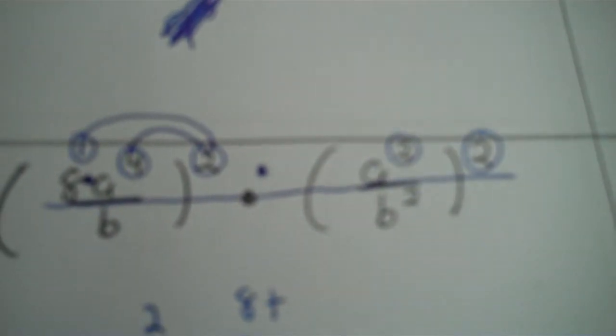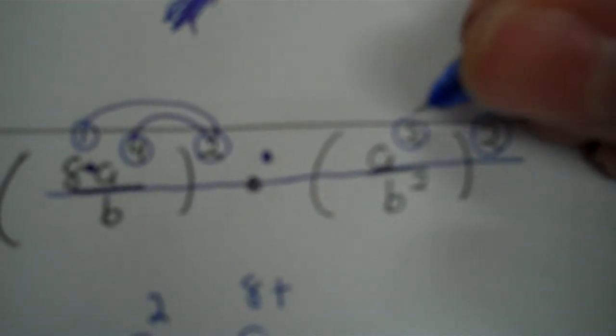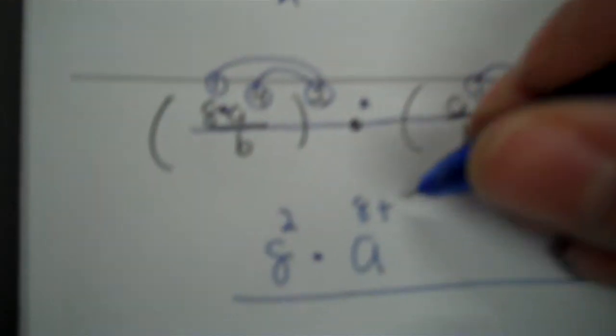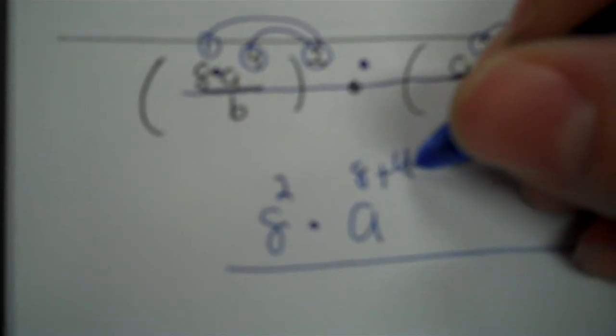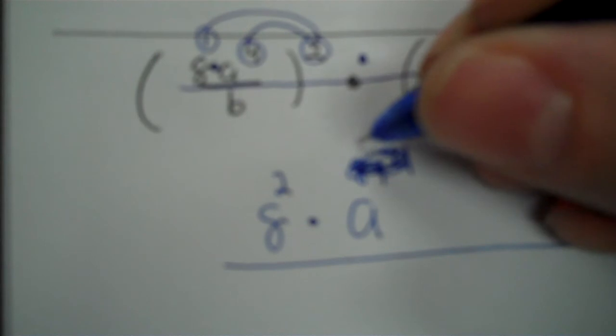So the 4th, it's in parentheses. 4 times 2 is 8. Okay? Then the other a, it's to the second, but that's in parentheses, so 2 times 2 is 4. 8 plus 4 is 12. Okay.